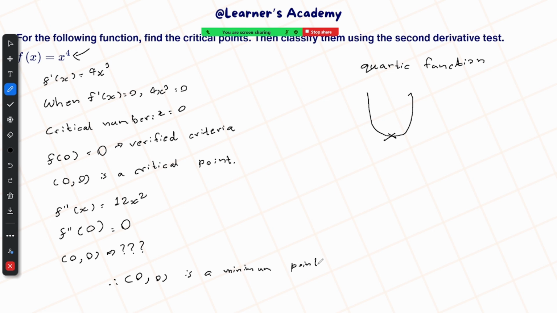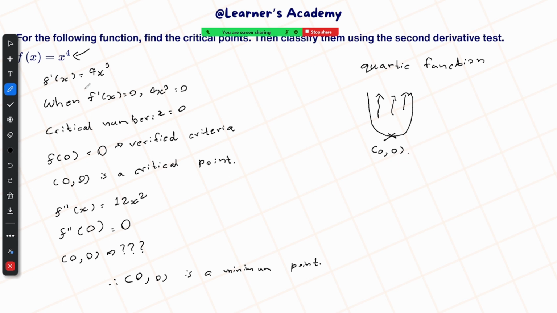From this, what I want you to know is if we find both the first and second derivative of a function and both are equal to 0, we cannot conclude whether it's a maximum or minimum, and we need more analysis to determine that. In this case, because it's x to the power of 4, a quartic function with a positive leading coefficient, it is concaving upwards with no point of inflection. So this point (0, 0) must be a minimum point.